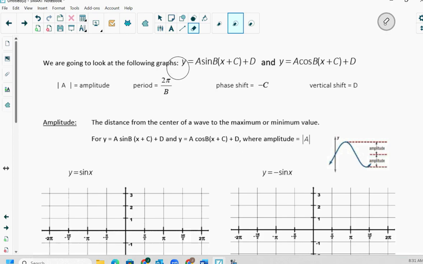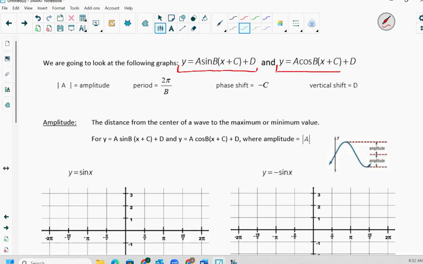So this can be with sine or cosine. These are the exact same thing, just depending on sine or cosine. That leading coefficient, it's called the amplitude now. It has a new name, but you know it as a vertical stretch or compression. We'll just write vertical stretch.